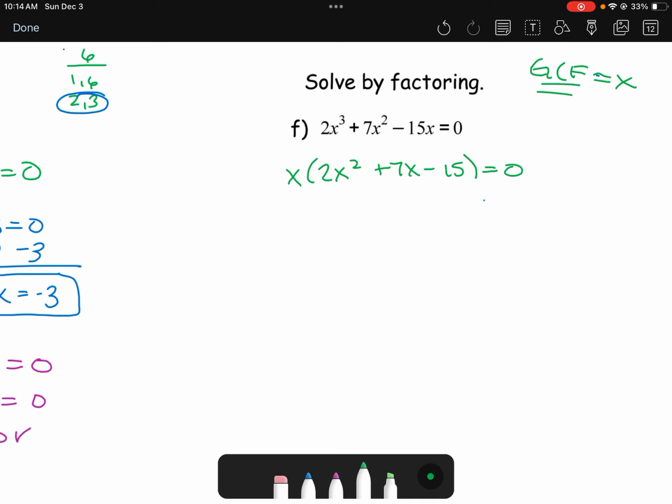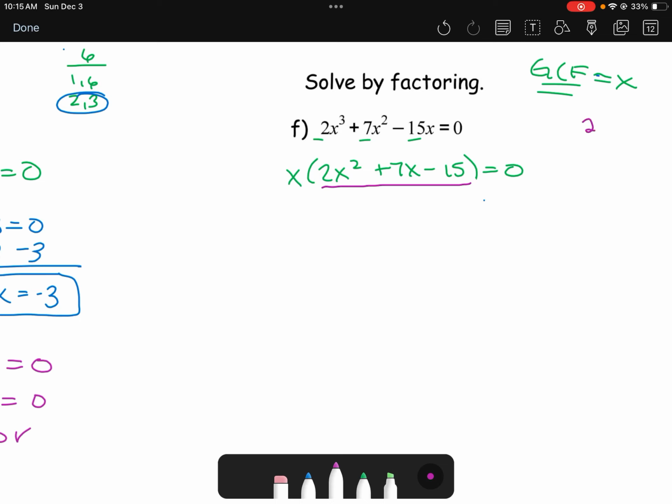Now remember, there was no number with that, because of 2, 7, 15, 2 is the smallest, and 2 does not go into 7 or 15. So we do not have a GCF of a number, just the letter. Okay, so we have the GCF out. Now we've got to factor this. Okay, so that's that AC method.